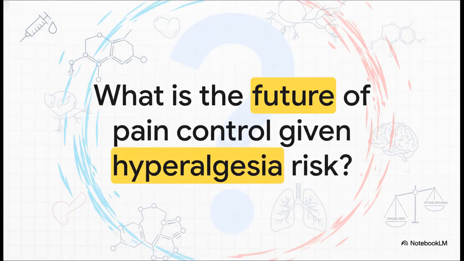And that brings us to one last big thought to leave you with. We now know that high doses of opioids, especially super potent ones like remifentanil, can paradoxically make patients more sensitive to pain after surgery. This phenomenon, opioid-induced hyperalgesia, is a major challenge for us. It really forces us to ask, are we moving towards an era of opioid-free or at least opioid-sparing anesthesia? It's a critical question, and the answer is going to shape the future of our practice.